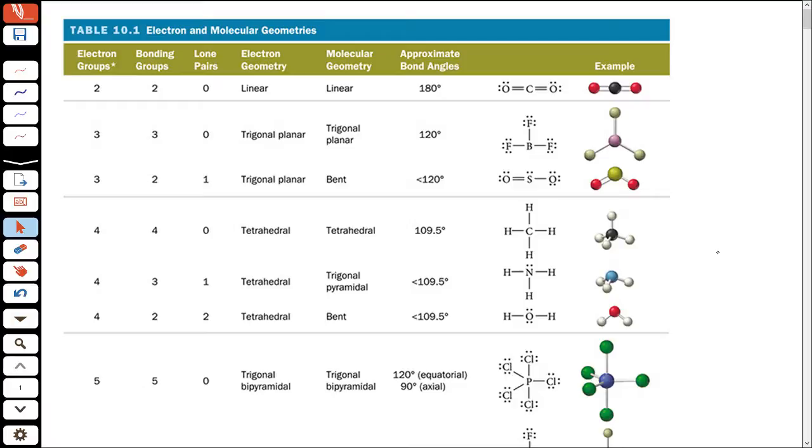All right, so another thing that we have to keep in mind here that can be a little bit tricky is you'll notice a few different columns going on here in this table. The electron groups is what we've been talking about. So we talked about the 2 electron groups being linear, the 3 being trigonal planar, the 4 being tetrahedral, and the 5, we haven't gotten to the 5 yet.